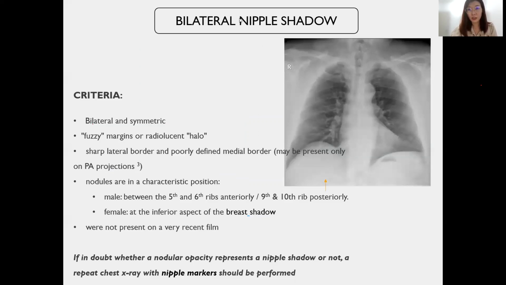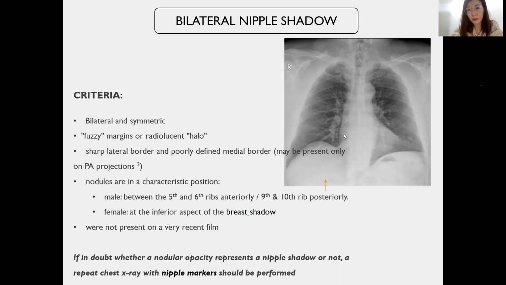Next is nipple shadow. Sometimes it is mistaken as a lung nodule, but look at the symmetry. It's always at both lower zones. This nipple shadow will have a fuzzy medial margin compared to the lateral margin. Then these are nipple shadows. But sometimes only a single nipple can be seen, or sometimes we are really not sure, so we must always suggest repeating an X-ray with a nipple marker so that we can know whether that is a nipple or not.